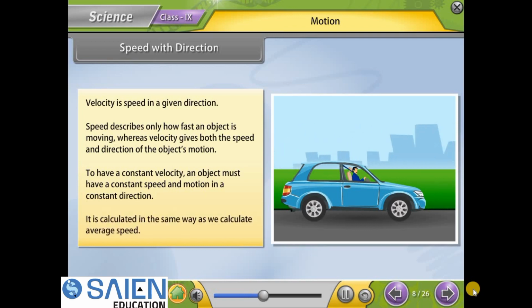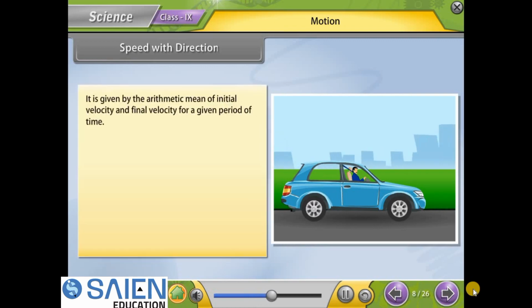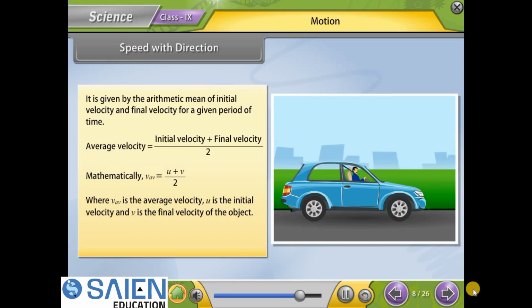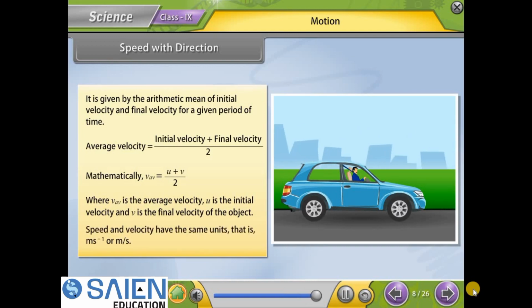It is calculated in the same way as we calculate average speed. It is given by the arithmetic mean of initial velocity and final velocity for a given period of time. That is, average velocity is equal to initial velocity plus final velocity divided by 2, where v_av is the average velocity, u is the initial velocity, and v is the final velocity of the object. Speed and velocity have the same units, that is, meter per second.